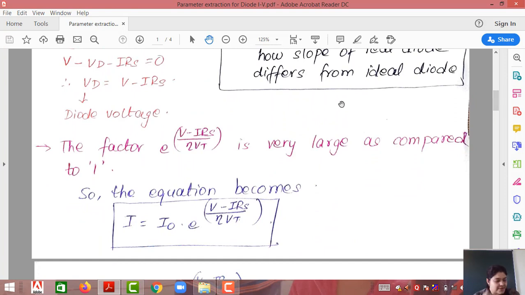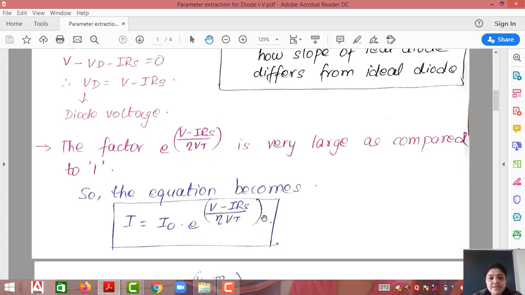Now we can see that the factor e raised to (V minus I Rs) upon eta Vt is very large as compared to 1. Why? Because this term already is in millivolt, that is 10 raised to minus 3 is in the denominator. If you multiply it, in the numerator we have 10 raised to 3, 1000 will be multiplied with the diode voltage. You know that e raised to infinity is infinity. That means the higher the value of this term, the higher will be the overall value of the exponential term. So this term is greater than 1.